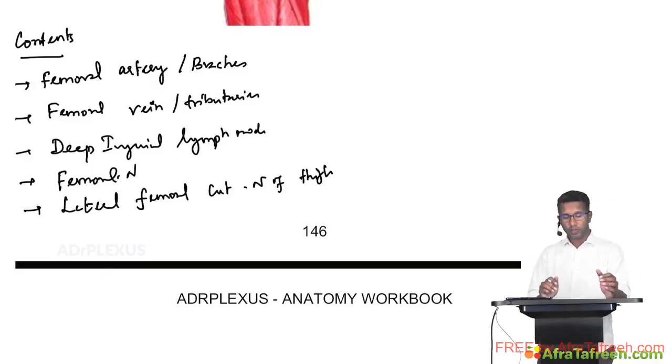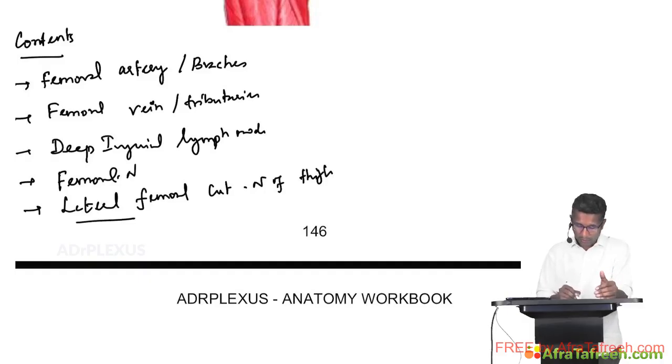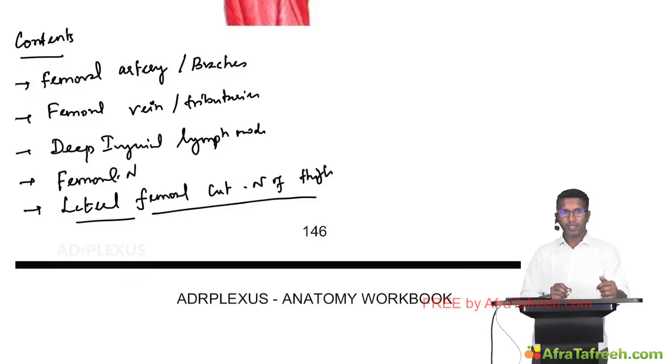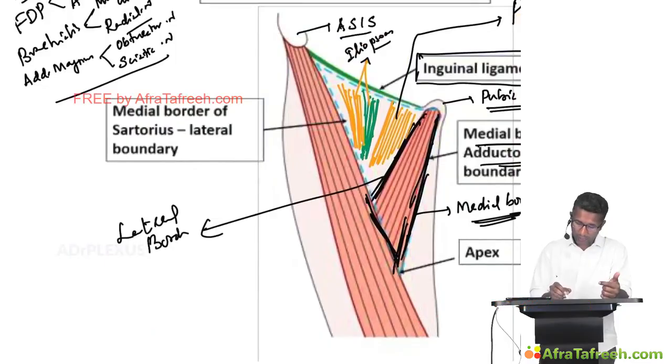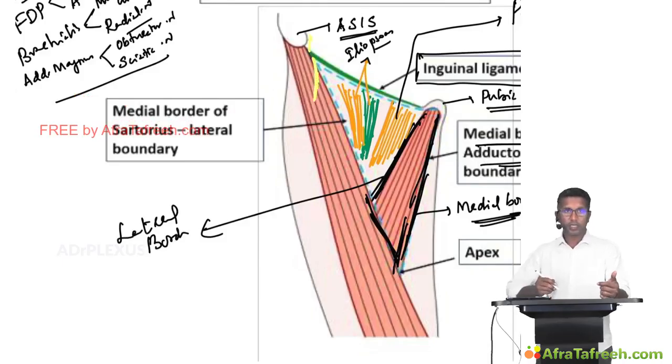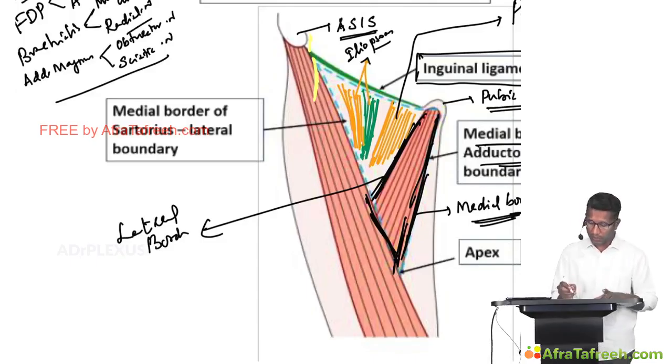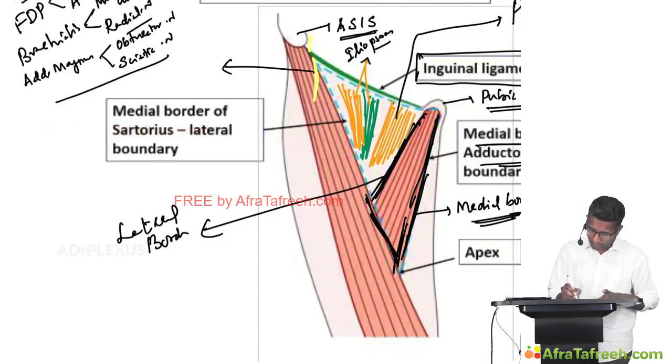When you see the content on the lateral aspect, the lateral femoral cutaneous nerve of the thigh, it runs very close between the inguinal ligament and the anterior superior iliac spine. This is called the anterior superior iliac spine, and the green color represents the inguinal ligament. This nerve running between the inguinal ligament and the anterior superior iliac spine on the lateral most part of the femoral triangle is called the lateral femoral cutaneous nerve of the thigh.